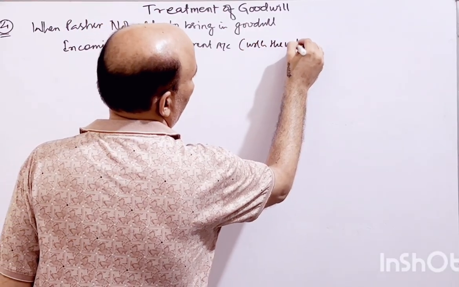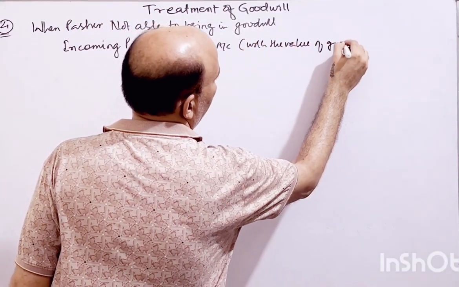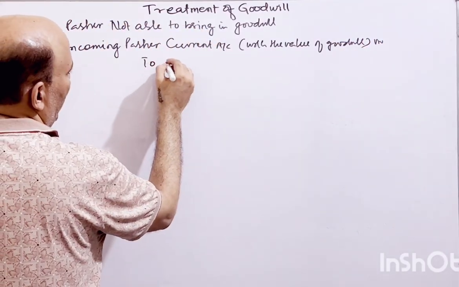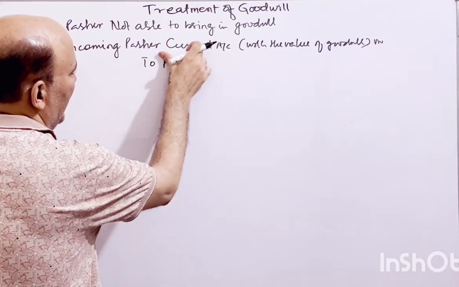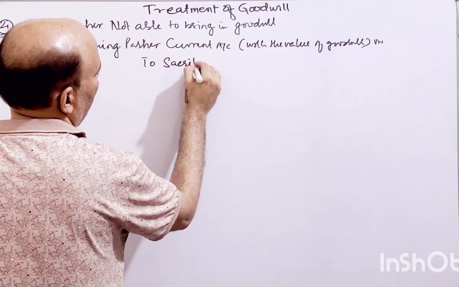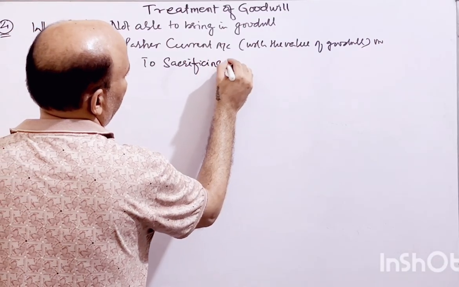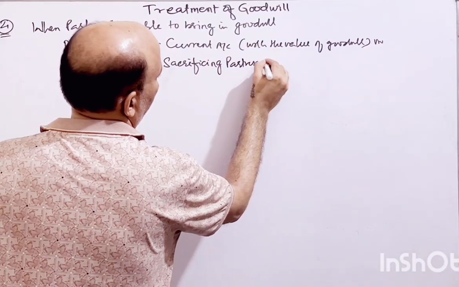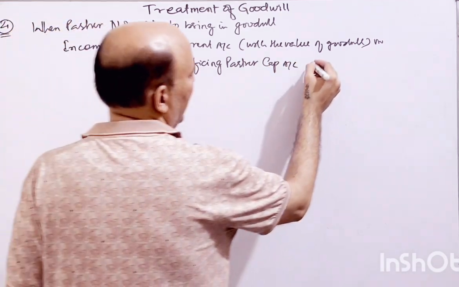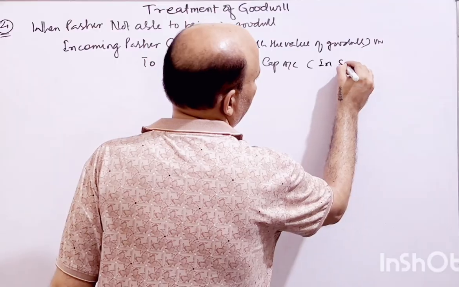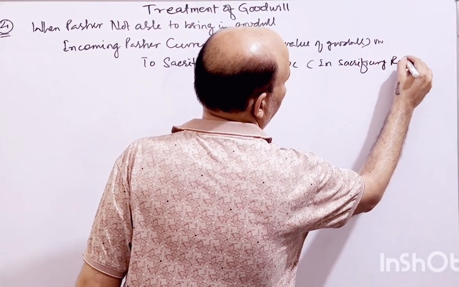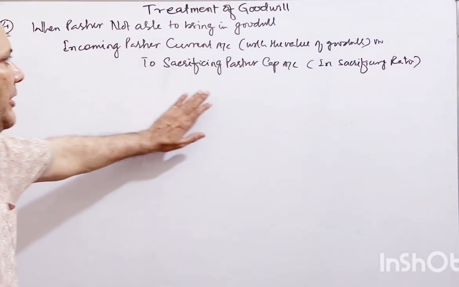With the value of goodwill debit, and to the sacrificing partners' capital account or current account, as the case may be, in the sacrificing ratio, right? In the sacrificing ratio we will distribute that.